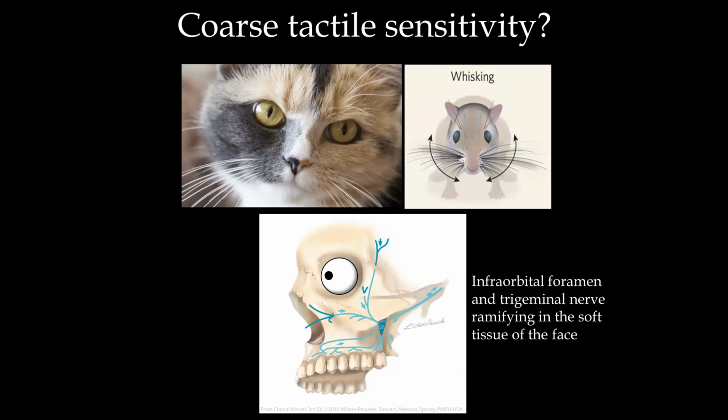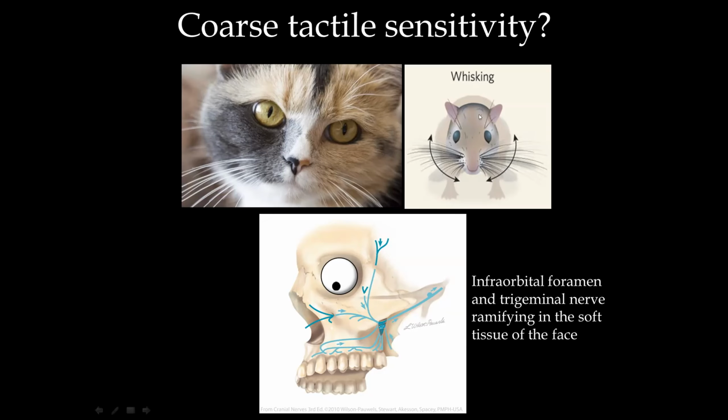The coarse tactile sensitivity now. So the statements by Rowe et al. about coarse tactile sensitivity was mostly based on the fact that mammals do have whiskers, and that these whiskers allow whisking, which is a tactile movement that sends tactile signal to the brain. So this is definitely a high. This enables a high tactile sensitivity.